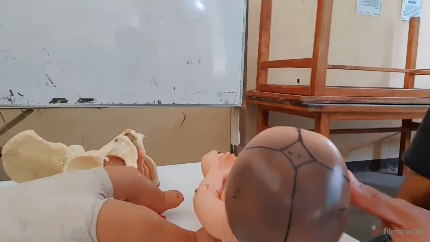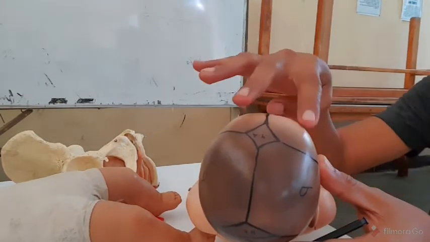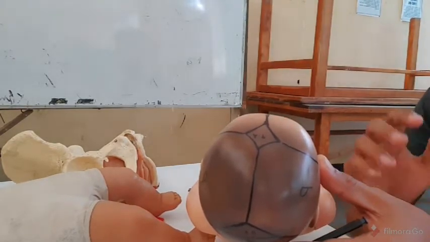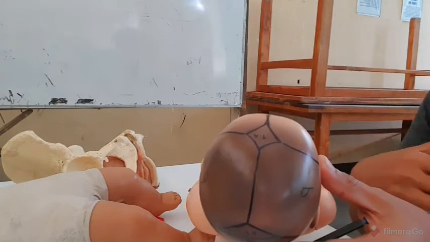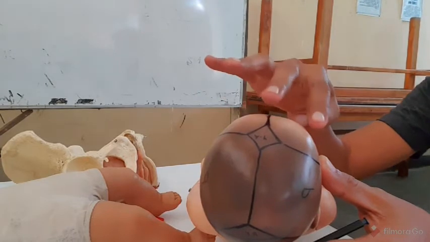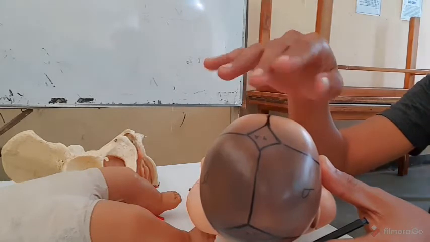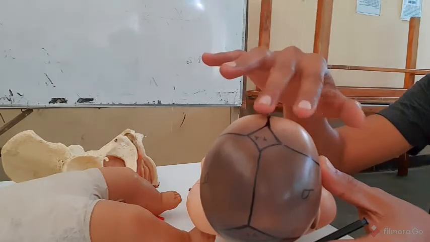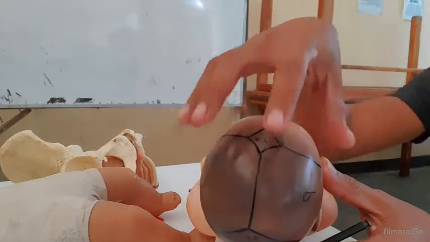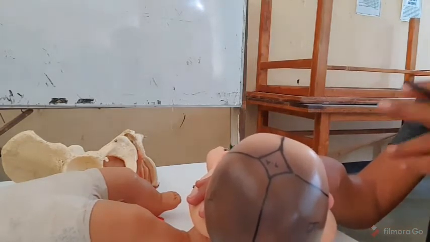So as mentioned earlier, the suture lines facilitate overlapping of these cranial bones during labor, and of course when the fetus passes through the birth canal. So the suture lines will facilitate the overlapping. That is what we call the molding. And because of the overlapping of the cranial bones, the overall diameter of the fetal skull will be reduced. That allows easier delivery.